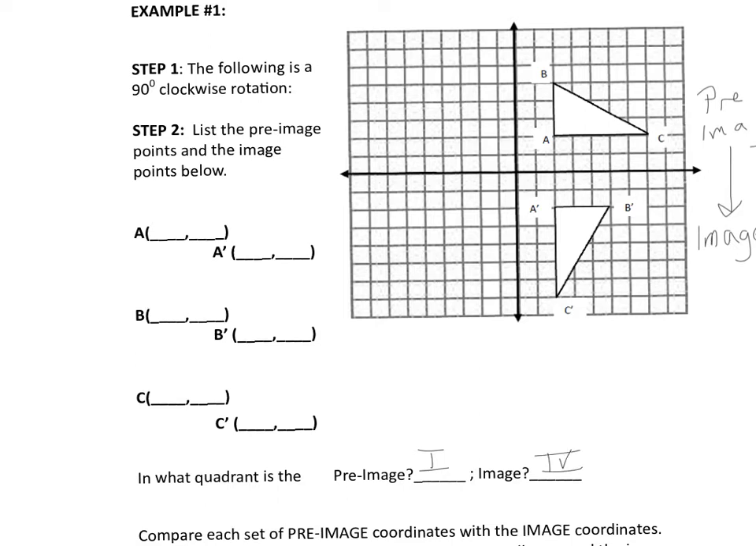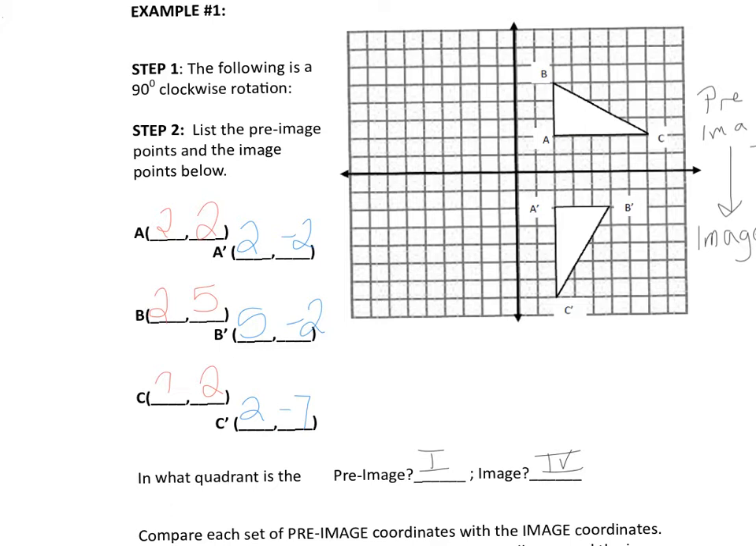Now we're asked to list the pre-image points and then the image points. So if we look at point A, we notice that it's over 2 and it's up 2. When we look at A prime, we note that it is over 2, but it went to negative 2, so it went down 2. For point B, we note that B is at 2, 5, but B prime is at 5, negative 2. C is at 7, 2. We went over 7, up 2, whereas C prime is at 2, negative 7.